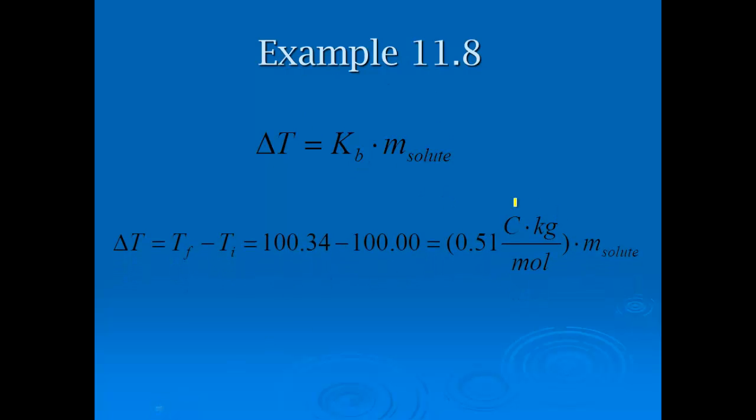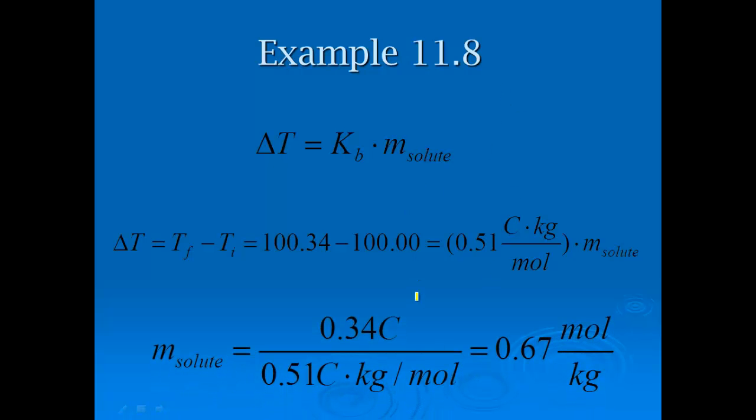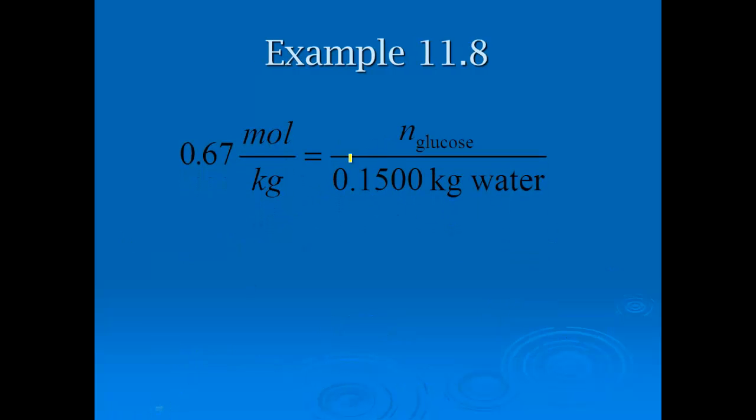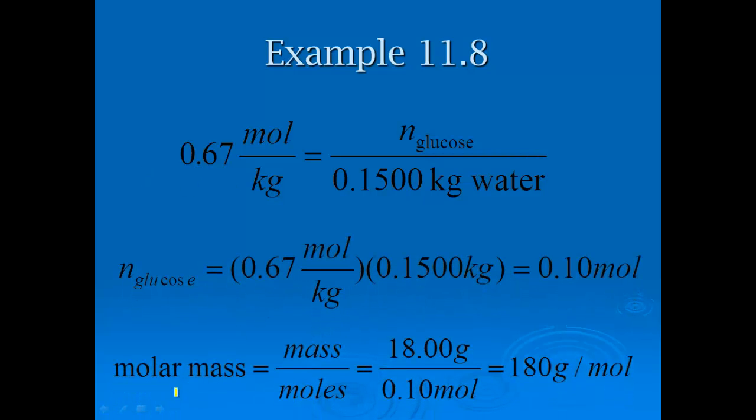So I go into this equation, and I'm going to find my molality. I'm going to get moles per kilogram, because that's my molality. I take my moles per kilogram and divide by the 0.15 kilograms of water. I then can use my molar mass, which I know is mass per mole. Once I figure out the grams and the amount of moles, I get 180 grams per mole. Boom, molar mass. Clear as mud.